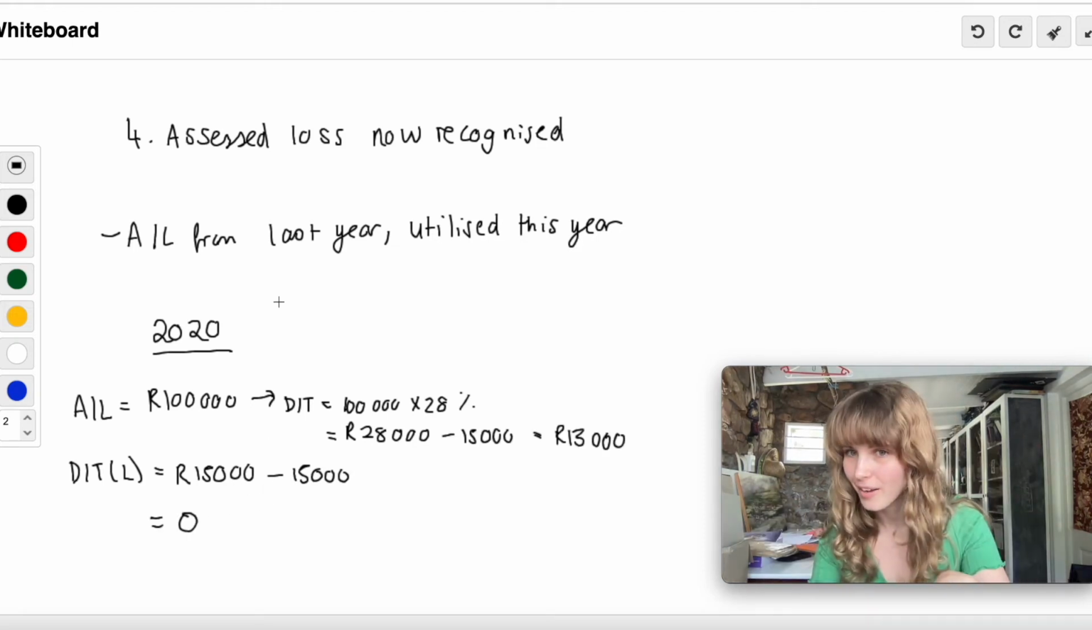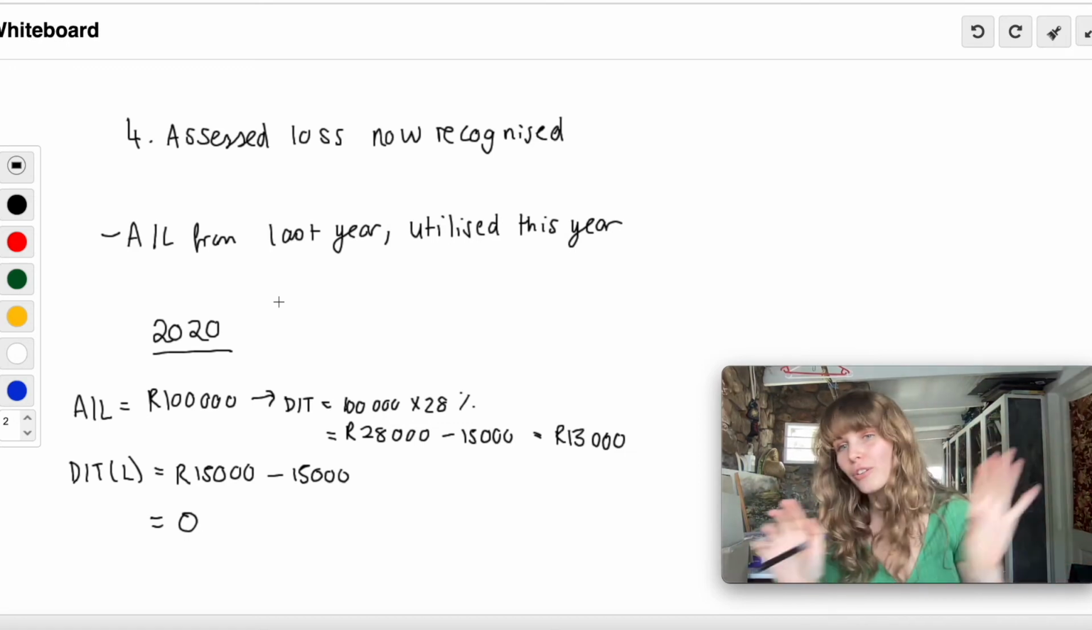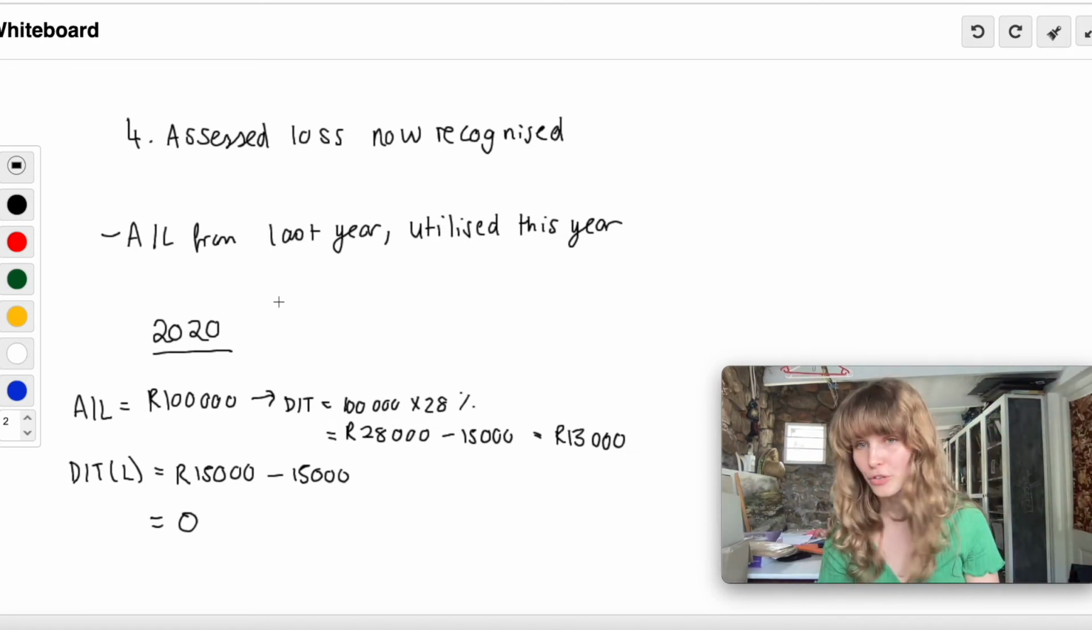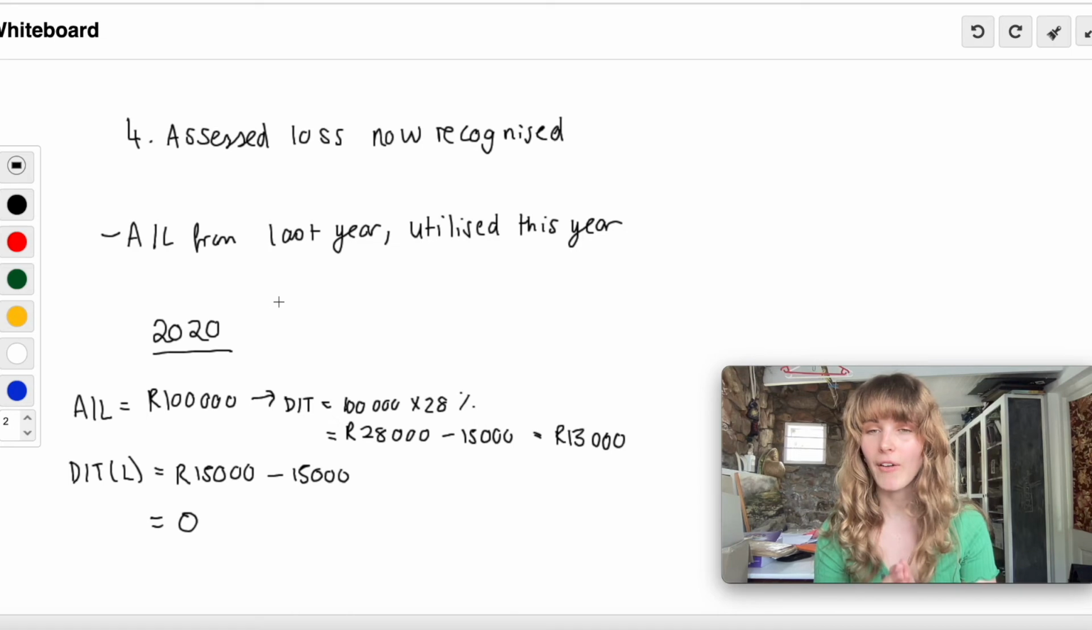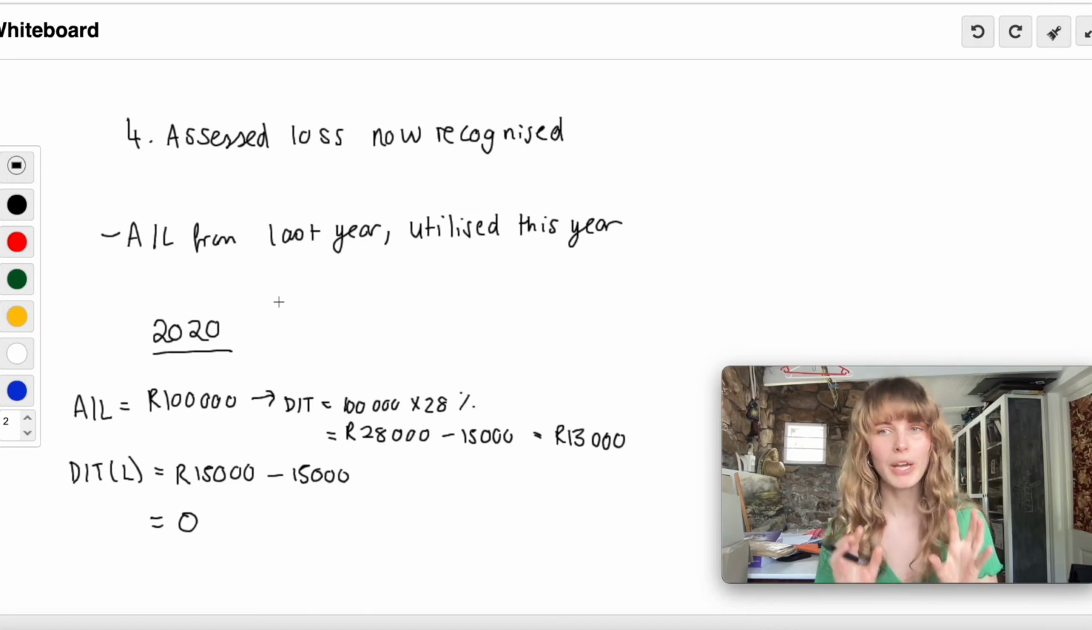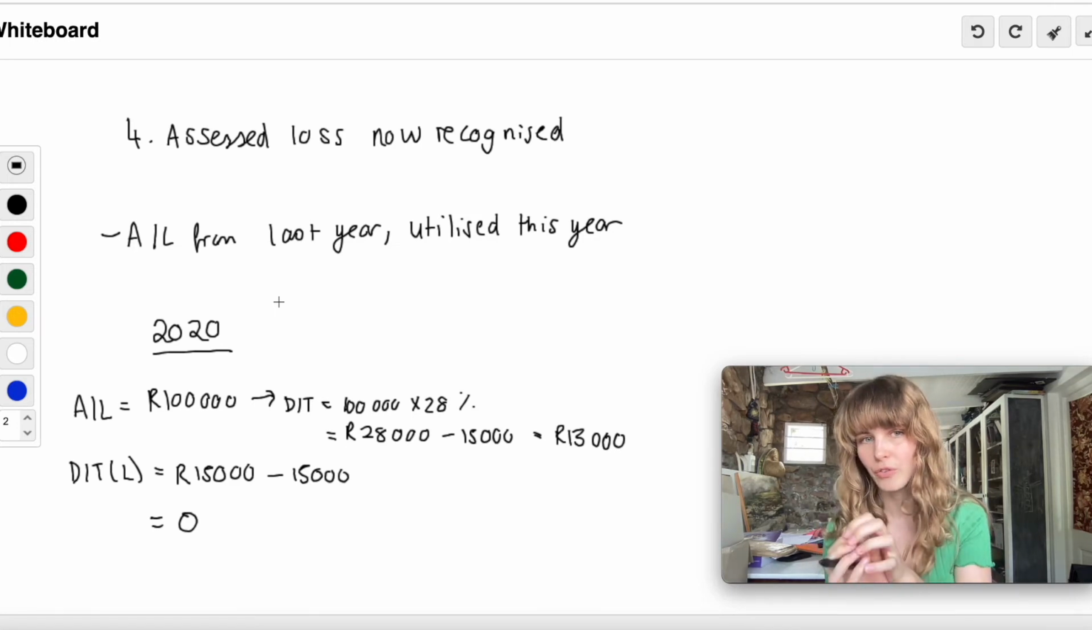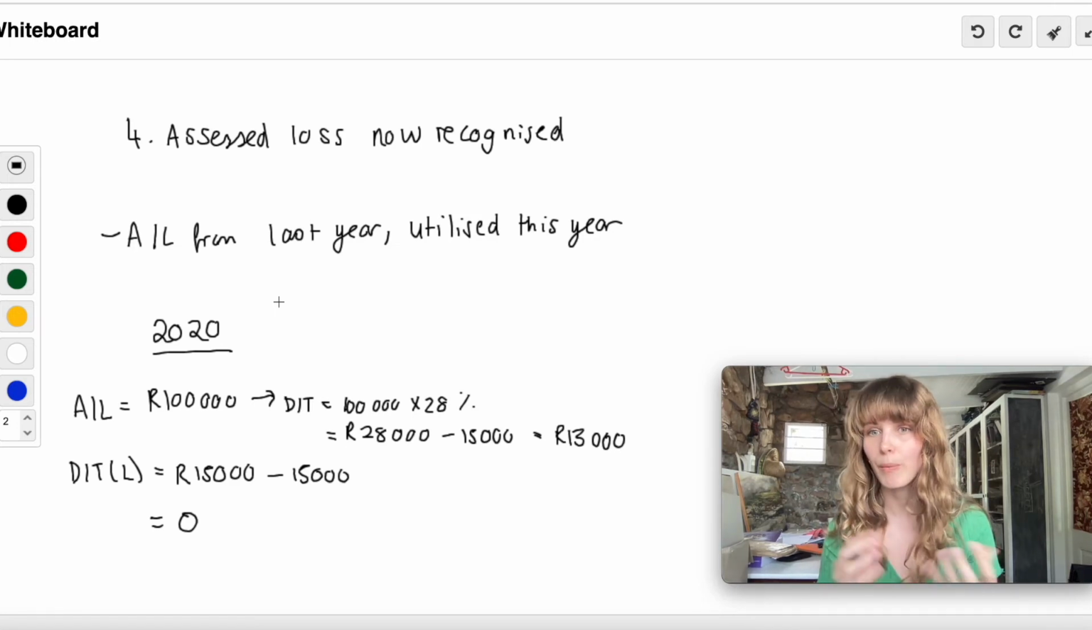And what would be really nice to do here is a whole T account and journal entries and stuff, but for the sake of time, I'm not going to do that. But for the sake of this, we have now offset 15,000 Rands worth of the deferred tax on the assessed loss. We have no more deferred tax liability, but we have this remaining 13,000 Rand of deferred tax relating to the assessed loss that we haven't utilized.